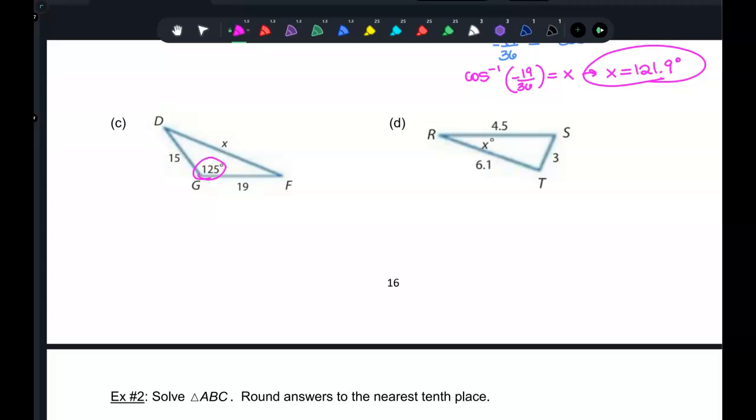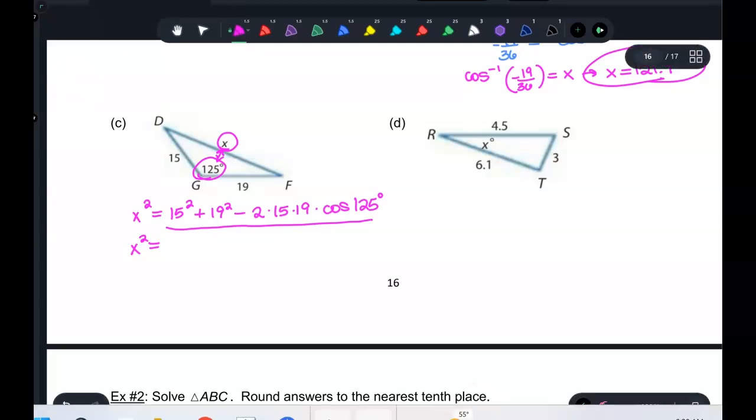All right, here again we have the angle and the side opposite. So this time the side is x, that's what I'm looking for, equals the other two sides squared, minus 2 times 15 times 19, again just going back to that formula, times the cosine of the angle that was across from x, so that's 125 degrees. Whenever you're looking for the side, it's actually easier because all I need to do is plug this all into the calculator.